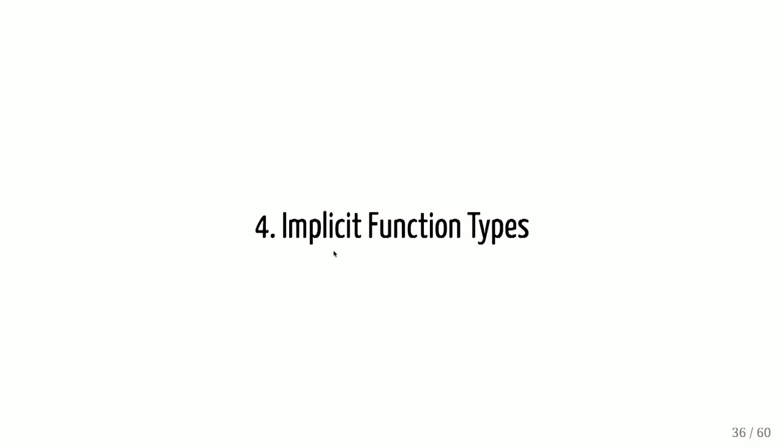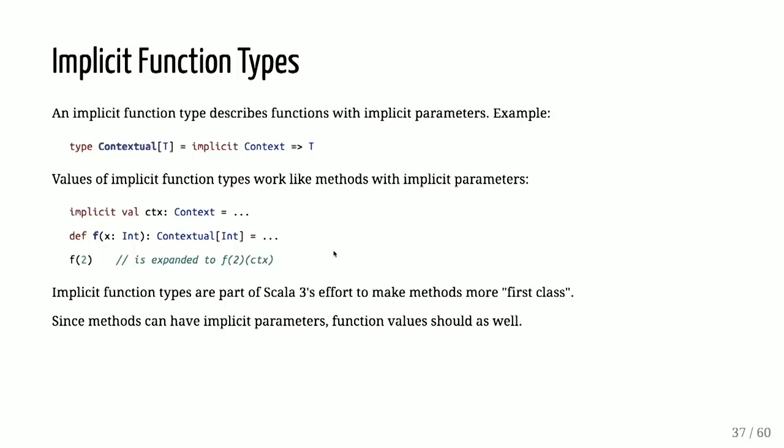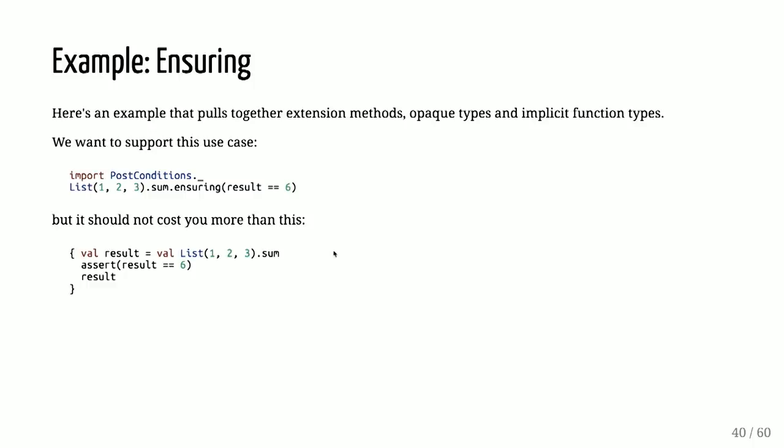I've talked about implicit function types before, so I will do a quick thing. But I do want to do the last example here, because it's cute and it ties together several things. Here's an example that ties together extension methods, opaque types, and implicit function types. What I want to do is, do you know about ensuring? Who has used ensuring already? It's okay, a couple of you.